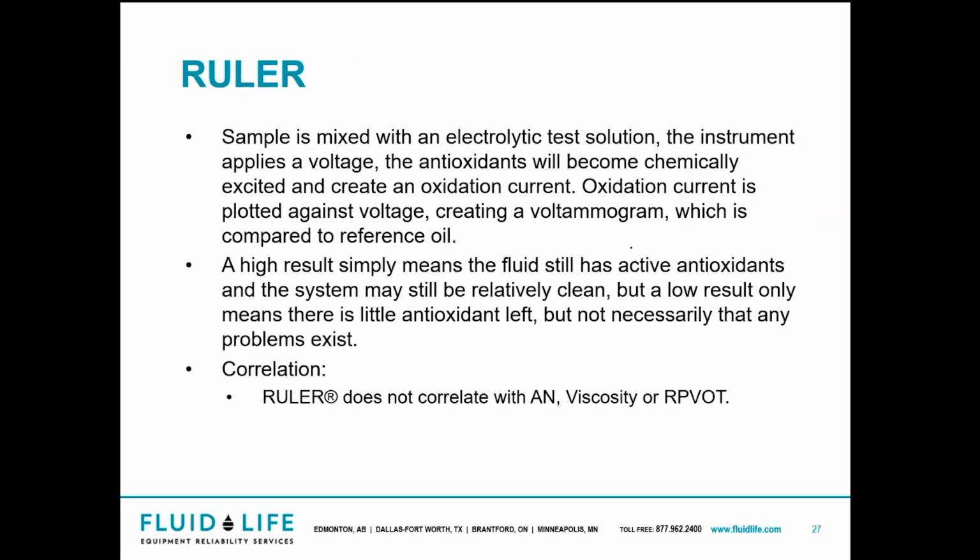With RULER, the sample is mixed with an electrolytic test solution, and the instrument applies a voltage. The antioxidants that are in that oil from the grease will become chemically excited and create an oxidation current. That current is plotted against voltage, creating a voltammogram, which gets compared to a reference oil. A high result simply means the fluid has active antioxidants and the system may be relatively clean. But a low result only means that there's a bit of oxidation left and not necessarily a problem existing.